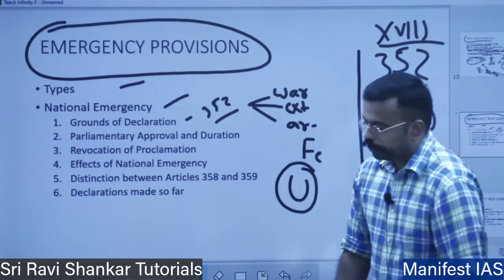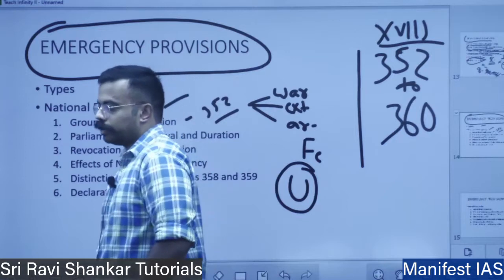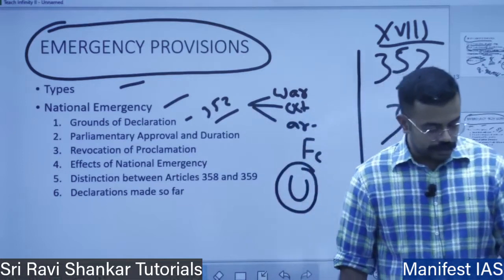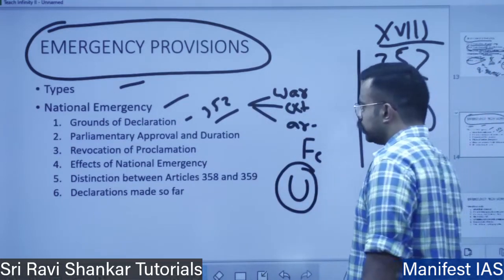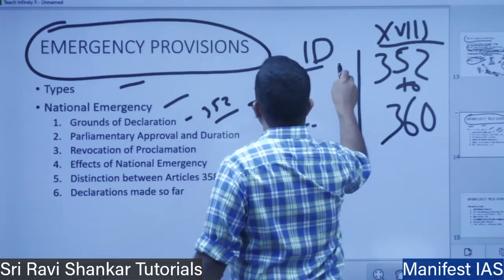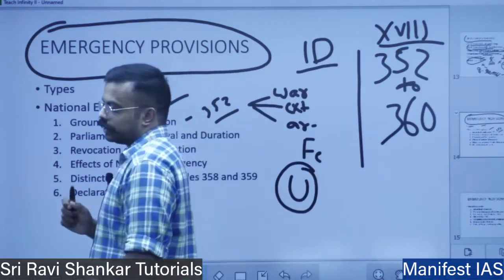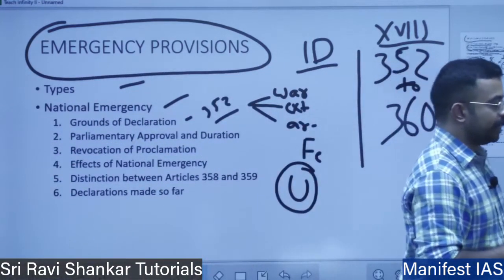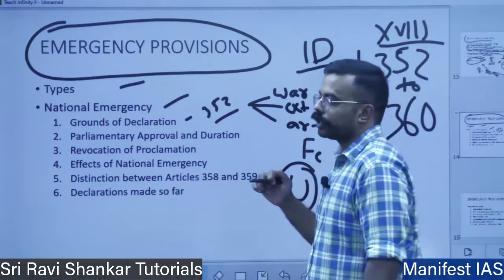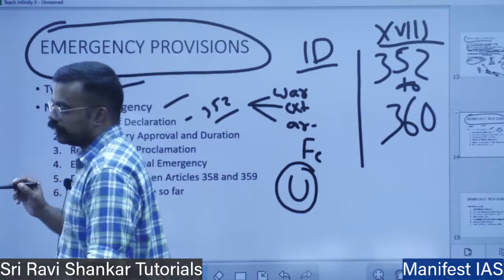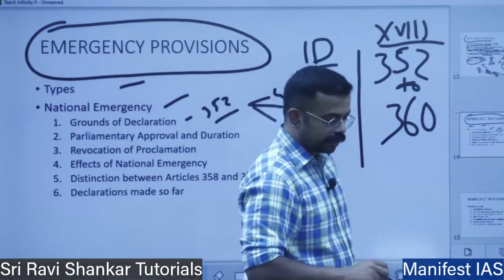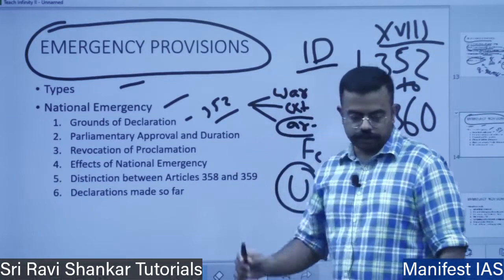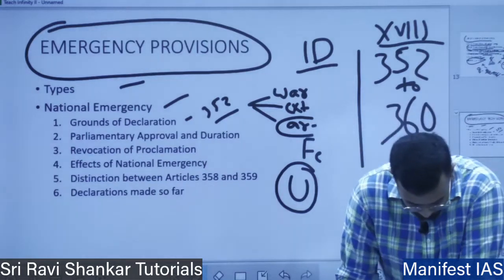Earlier, before the 44th Amendment Act, during the tenure of Morarji Desai ji, there was a condition called internal disturbance. Under internal disturbance, emergency was imposed by Srimati Indira Gandhi. However, this provision was deleted by the Morarji Desai government in the 44th Amendment Act, which said that you cannot impose emergency based on internal disturbance, but only based on armed rebellion. That was included in the 44th Amendment Act.